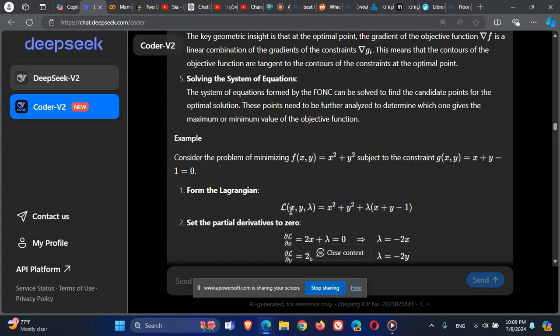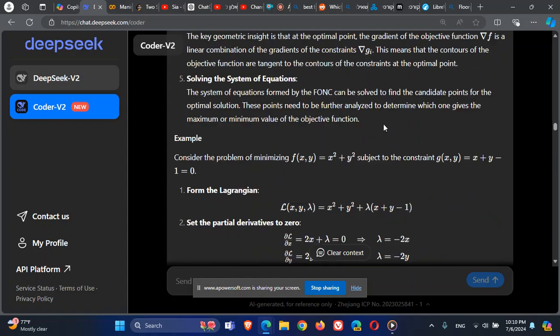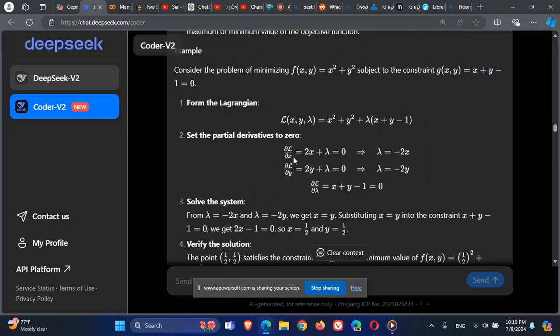Now we'll take the Lagrangian derivative with respect to x, the derivative with respect to y, and the derivative with respect to lambda. Each one of them will equal 0. It is also called first order necessary conditions. So taking it with respect to x, I get this. When it equals 0, I can isolate lambda and get this. With respect to y, I get this. This is becoming 2y, and this becomes lambda. So lambda here is minus 2y.